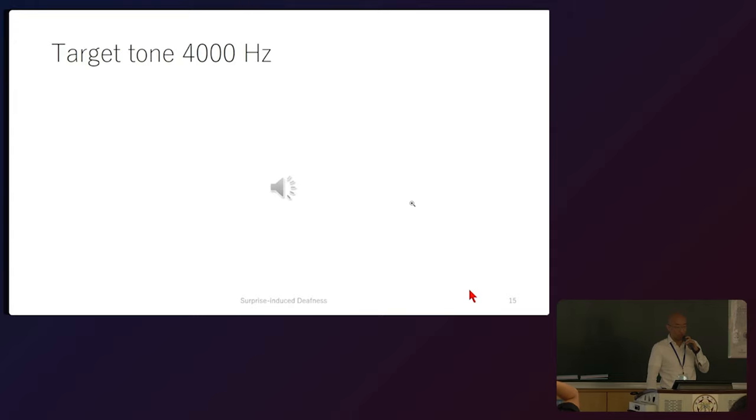So it's a bit harder. This is the target tone, 4,000 hertz. 4,000 hertz is often used in auditory experiments because it pierces through and is very salient. Okay, so this is 4,000 hertz.